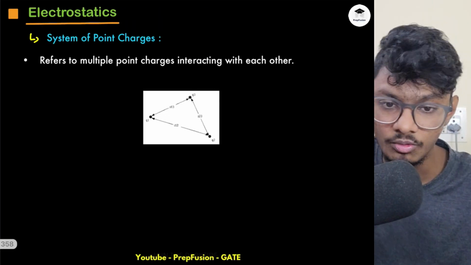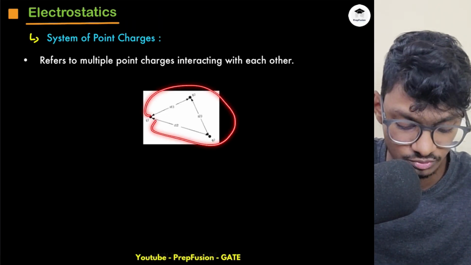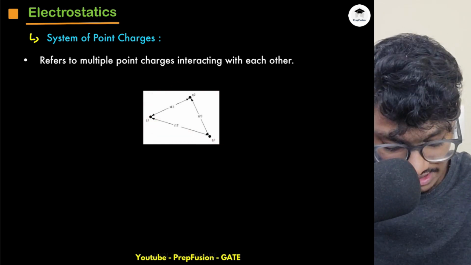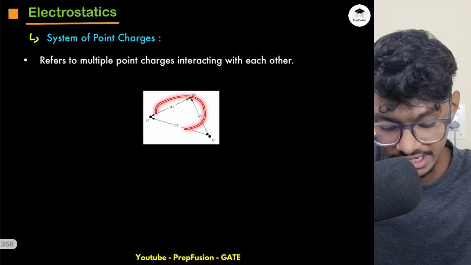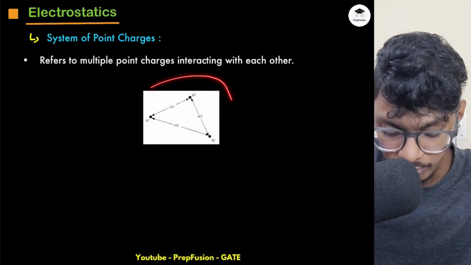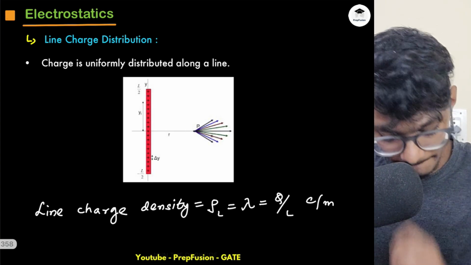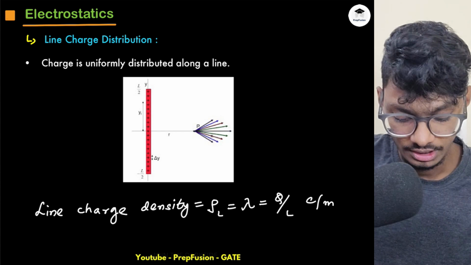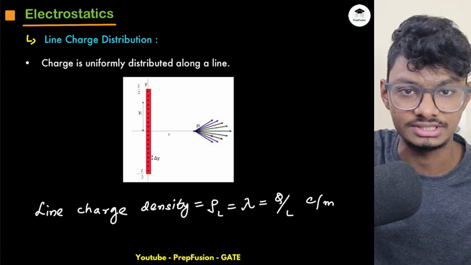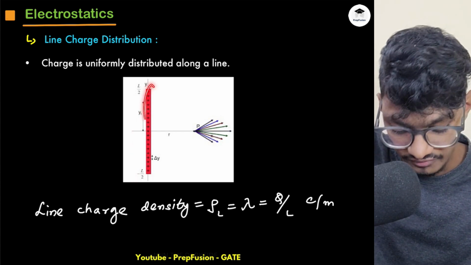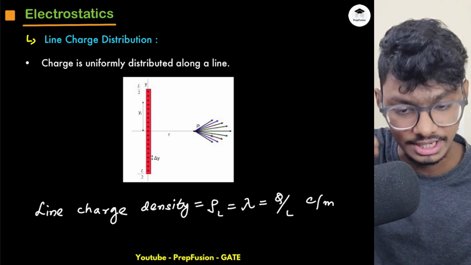Now if I have a system of charges, I will have multiple charges placed at different points, which I can easily identify, and they will interact with each other. This type of arrangement is known as a system of charges. Next is line charge distribution. If it is distributed over a 1D object, just like a line or a curve, then it is known as line charge distribution.